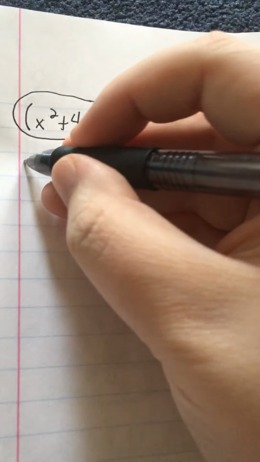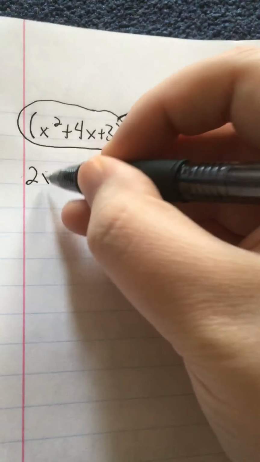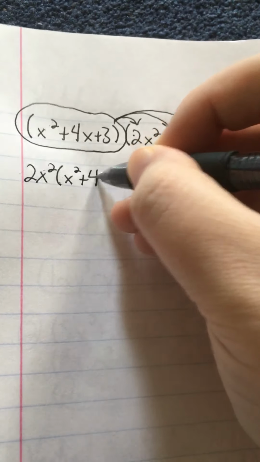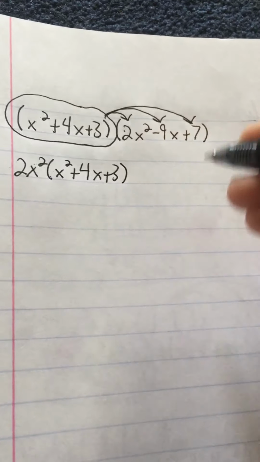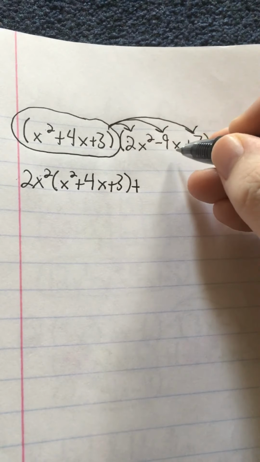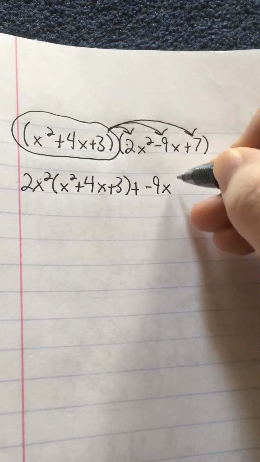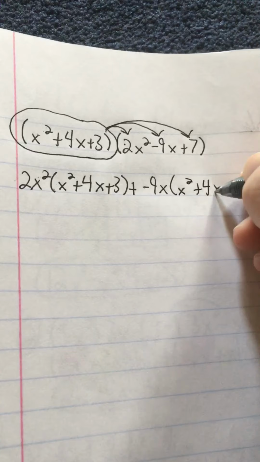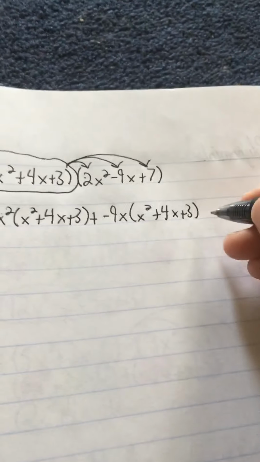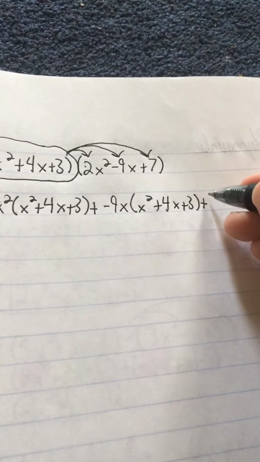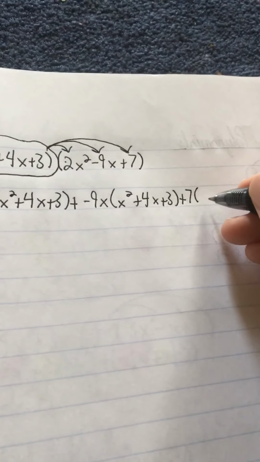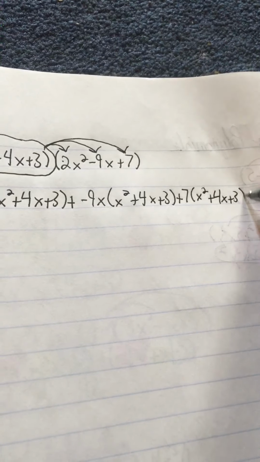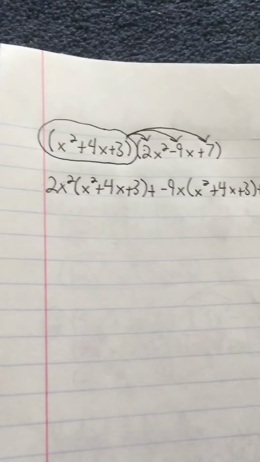So we're going to have 2x squared times x squared plus 4x plus 3, plus negative 9x times x squared plus 4x plus 3, plus 7 times our x squared plus 4x plus 3. It's a lot of distributing. It's a lot of work.